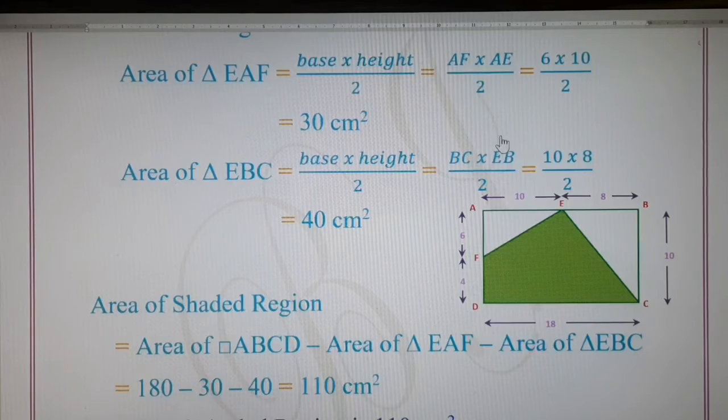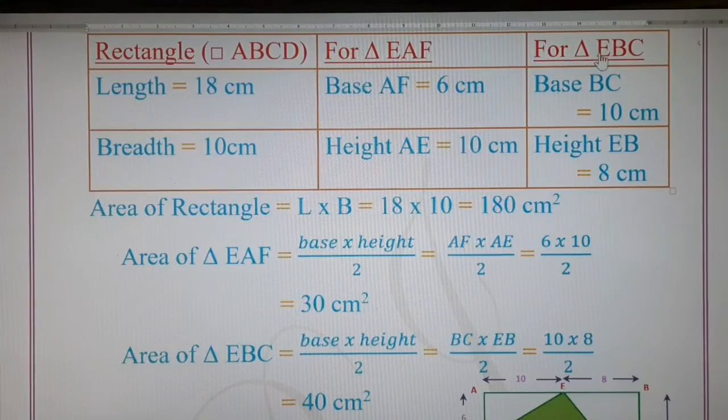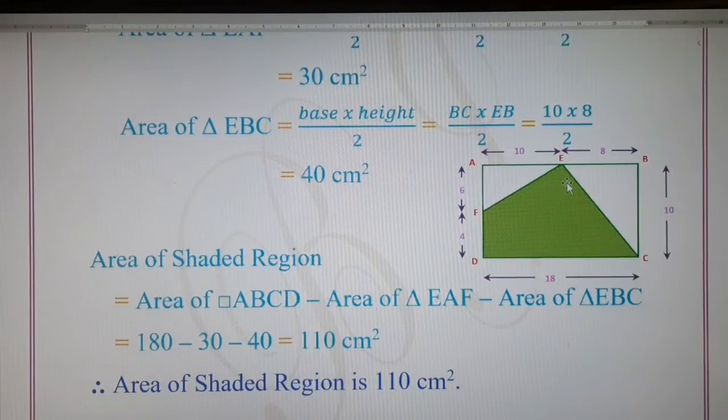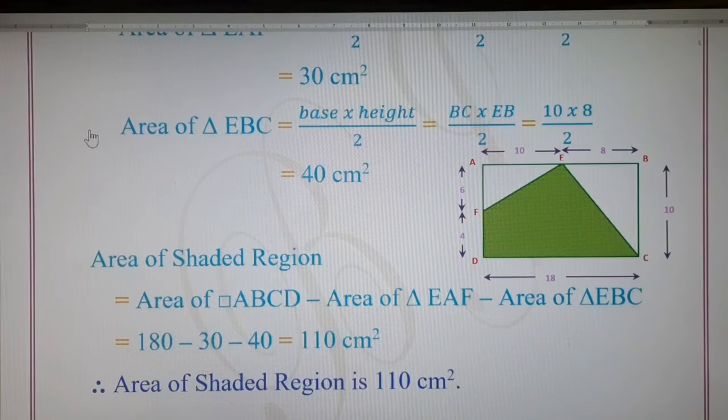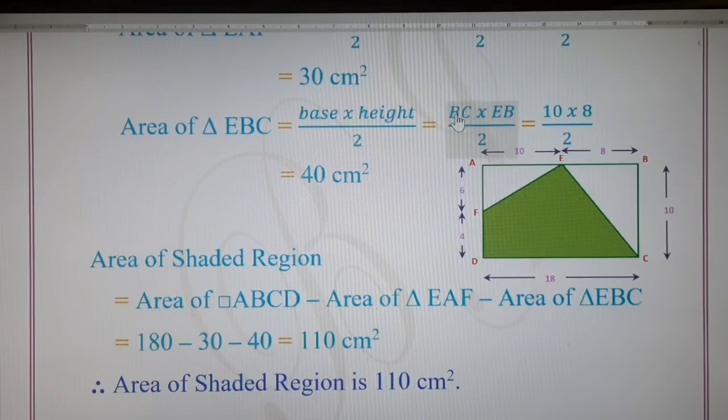So in this particular sum, for triangle EBC we have taken the base as BC, which is 10 centimeter, and the height as EB, which is 8 centimeter. And then we'll calculate the area of this triangle. Area of triangle EBC is equal to base into height whole upon 2, where base is BC and its measurement is 10, and the height is EB, its measurement is 8. We have to multiply 10 into 8 and divide by 2. Our answer will be 80 upon 2.